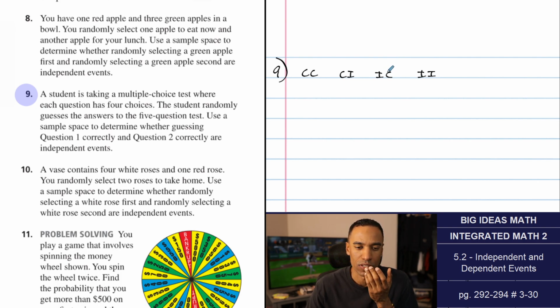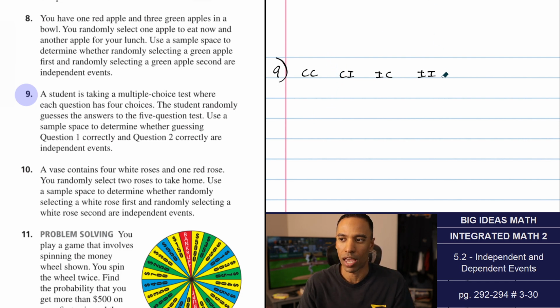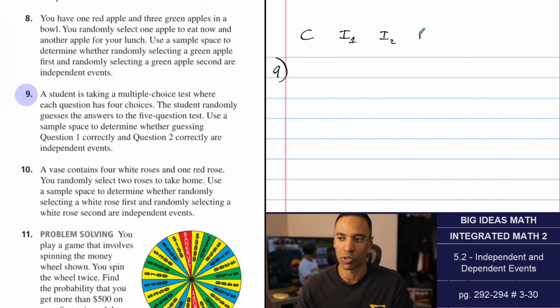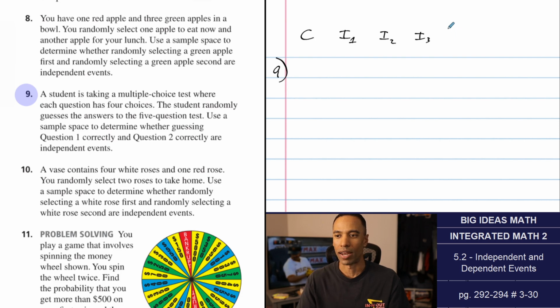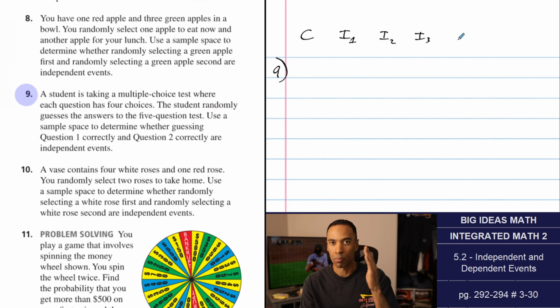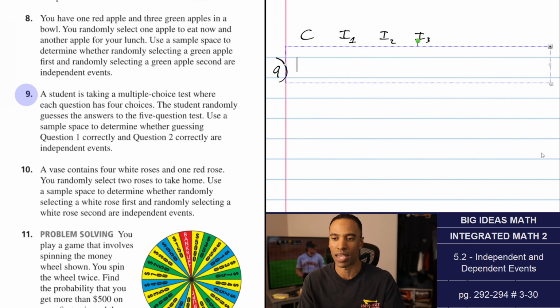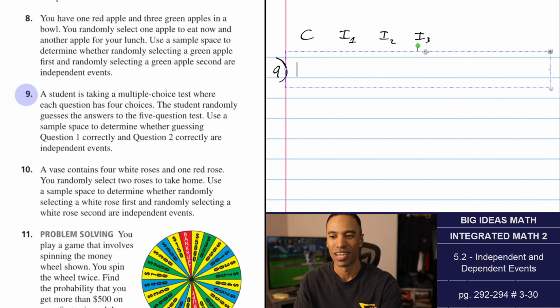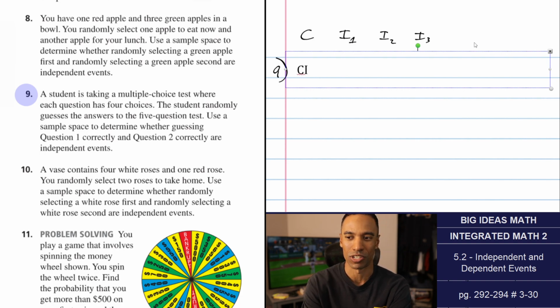Each question has 4 choices. The student randomly guesses the answers to the 5-question test. Then this is where we would have different ways of getting things incorrect. I might want to type this one out, because this isn't just for 4 things. If you're incorrect, you'd be incorrect for the first option that's incorrect, or the second, or the third. It's like an A, B, C, D. If A is the correct answer, B, C, and D are all incorrect. So if you randomly guess, you might guess A, which is correct, but you also might guess B, C, and D. So this is our way of saying that. I need to find a way to do this that's going to be quick.